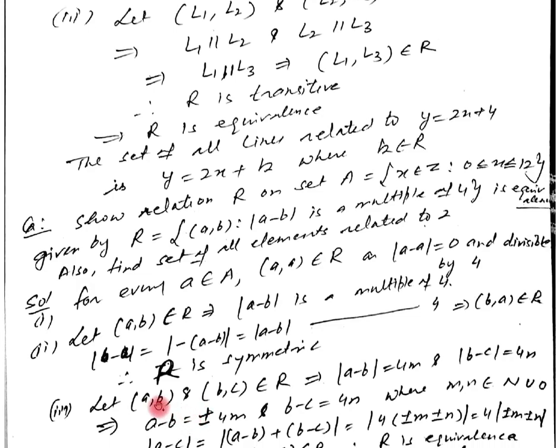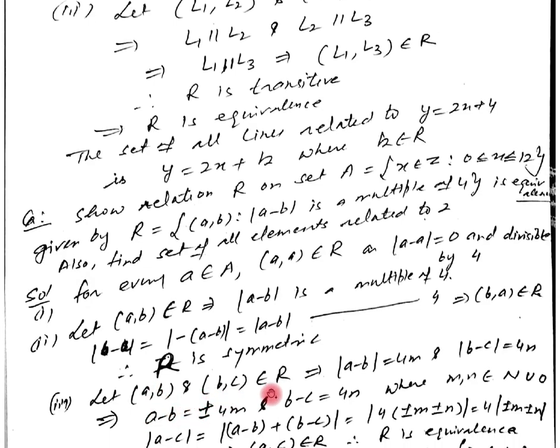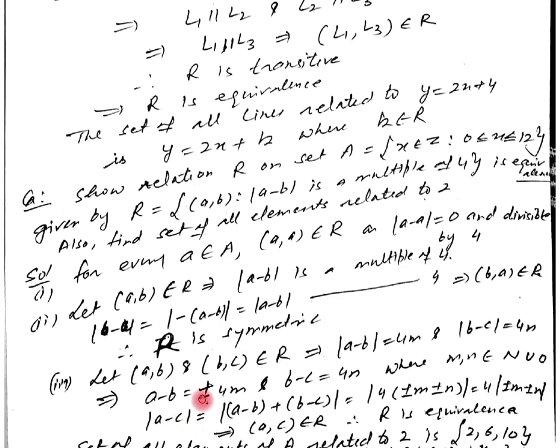Now see the third condition. If (A, B) and (B, C) belong to R, this implies modulus of A minus B is a multiple of 4, and modulus of B minus C is also a multiple of 4. So I have considered modulus of A minus B equal to 4m and modulus of B minus C equal to 4n. Now it can be written as A minus B equal to plus or minus 4m, and B minus C equal to plus or minus 4n. When you remove the sign of modulus, we always put the sign of plus or minus.